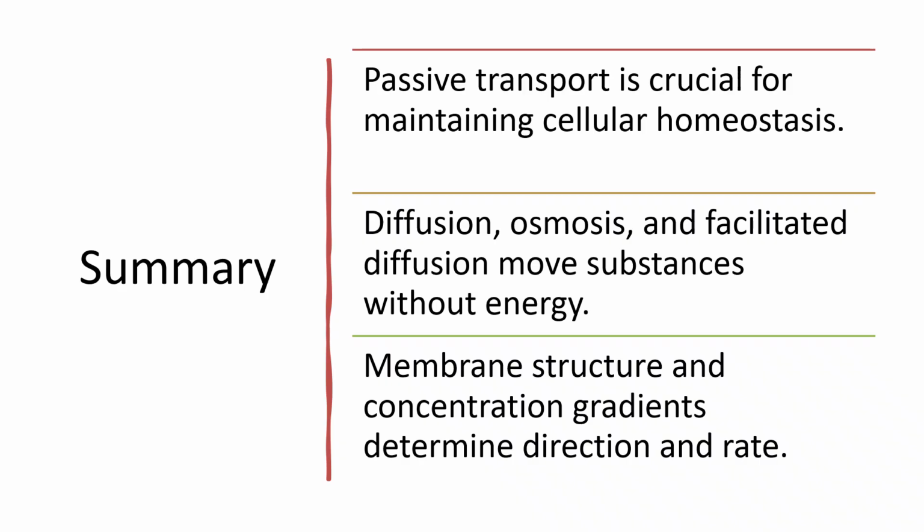To wrap up, passive transport is a critical cellular function that allows substances like oxygen, water, and sugars to move across the membrane without using energy. It includes diffusion, facilitated diffusion, and osmosis, all driven by concentration gradients, not ATP. These processes help cells maintain balance and survive in changing environments.